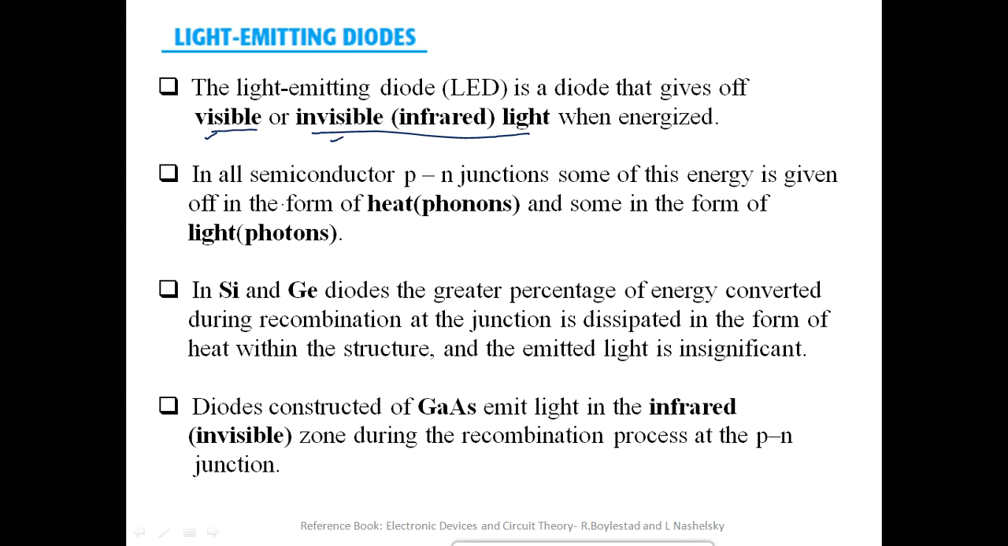Then in all semiconductor PN junctions, some of the energy is given either in the form of heat or in the form of light. If the energy is emitted in the form of heat, then we say that they are phonons. If it is emitted in the form of light, then we say that they are photons. For this you will have to recall some of the basics of your semiconductor device physics, which I suppose you have already studied in your second year PU or maybe in your basic electronics.